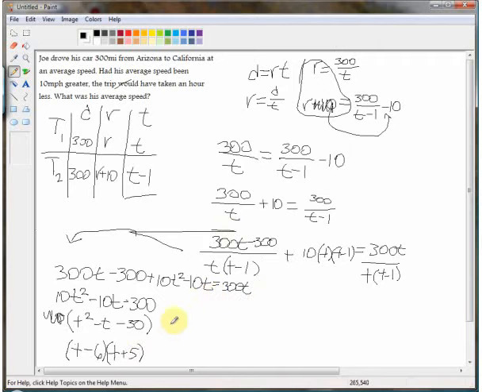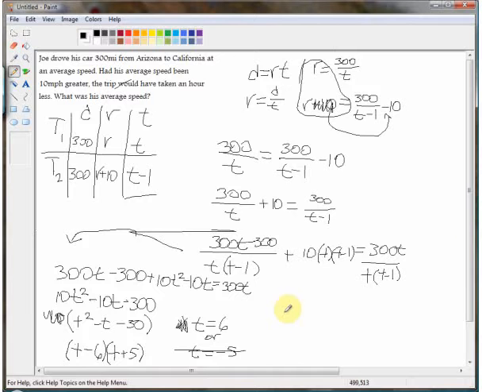So that means that our possibility, t equals 6, or t equals negative 5. But in this case, we can rule out negative 5, because when we're looking for a positive answer, a negative answer would not help.